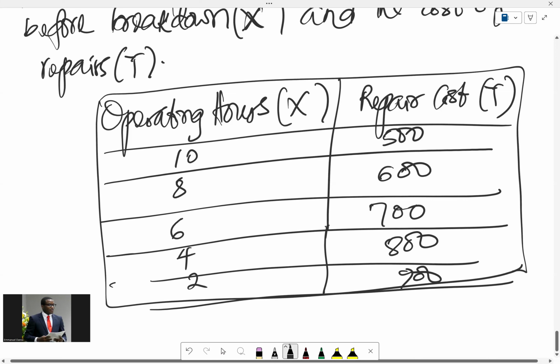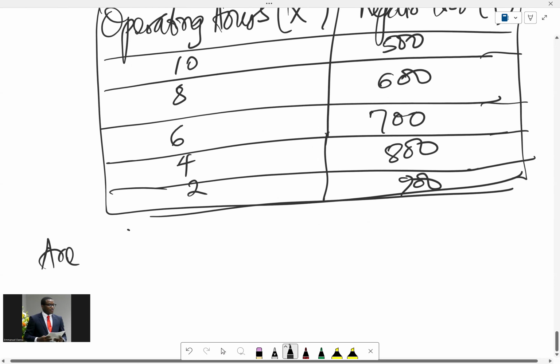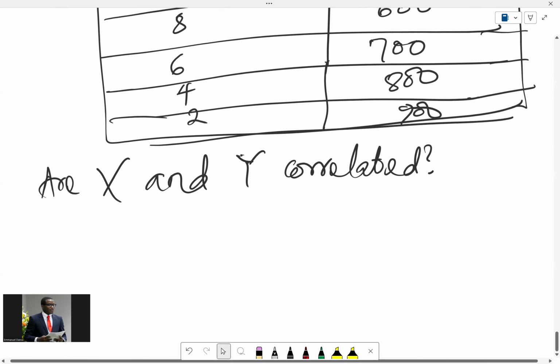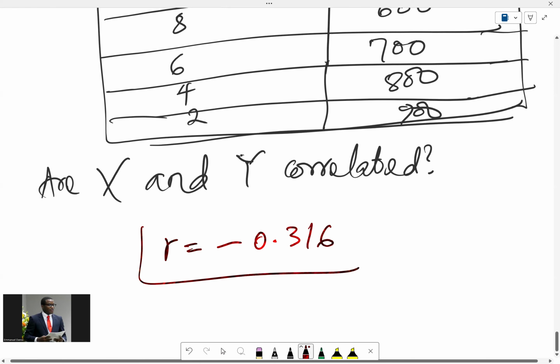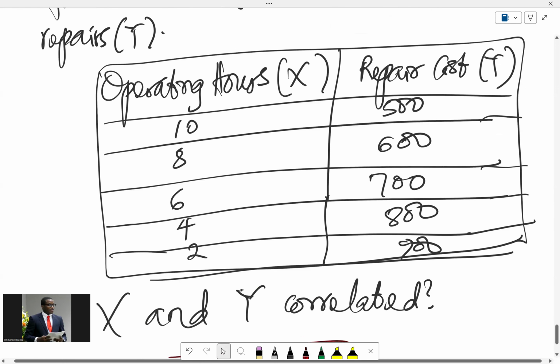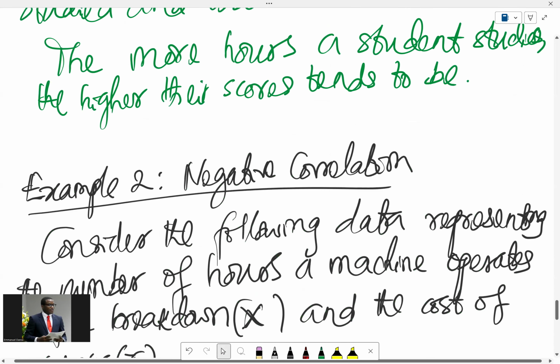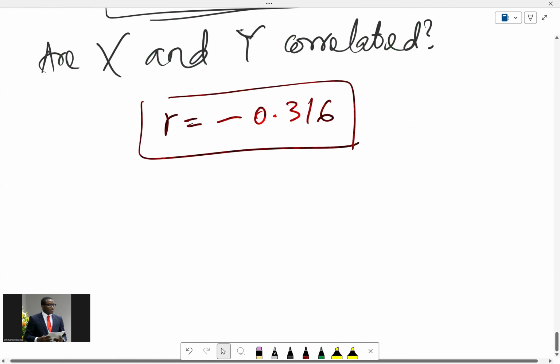So the question is, again, the same question. Are X and Y correlated? That's the question begging for an answer. If you do your computation well, you're going to get r to be minus 0.316 or something like this. So I leave you to work out the process. Don't forget to apply the formula. That's exactly like what I did previously. Just do the same here to be sure you understand the procedure.